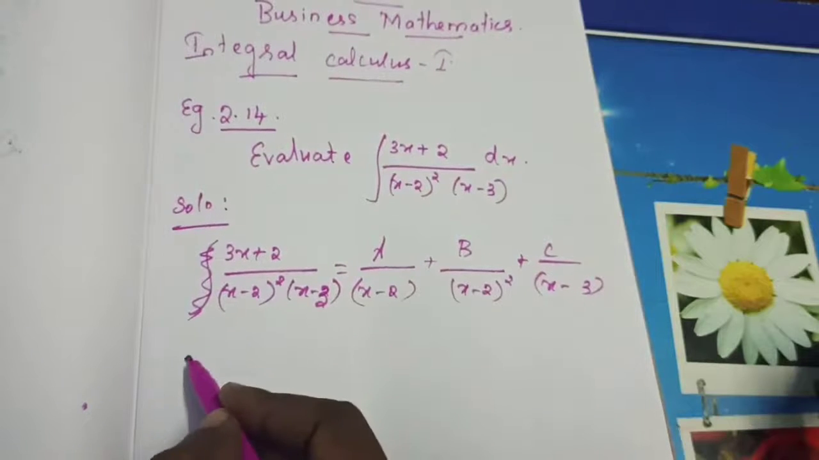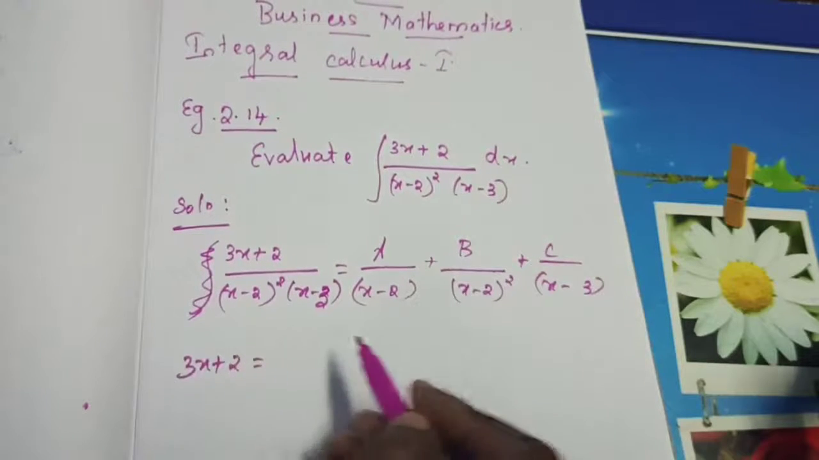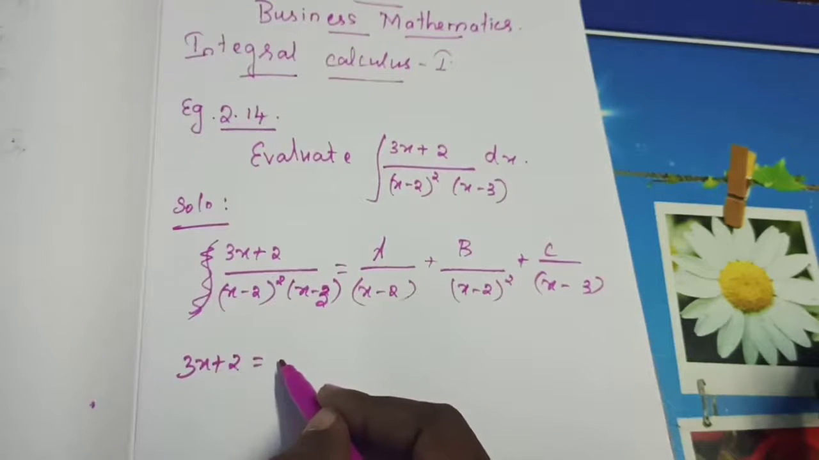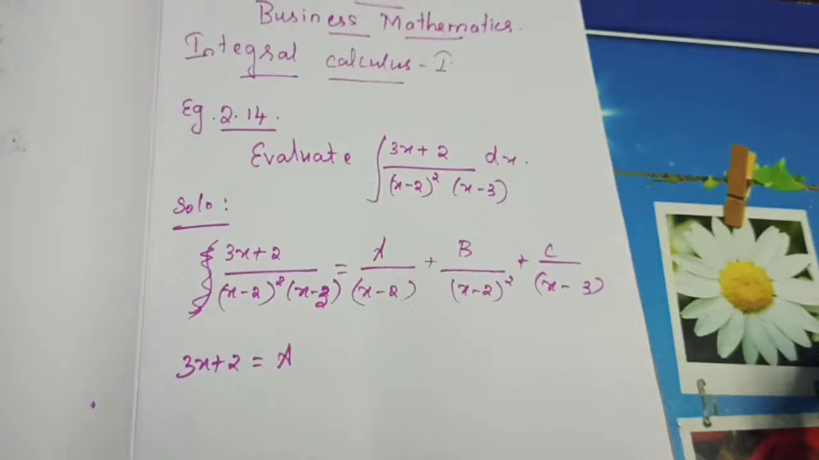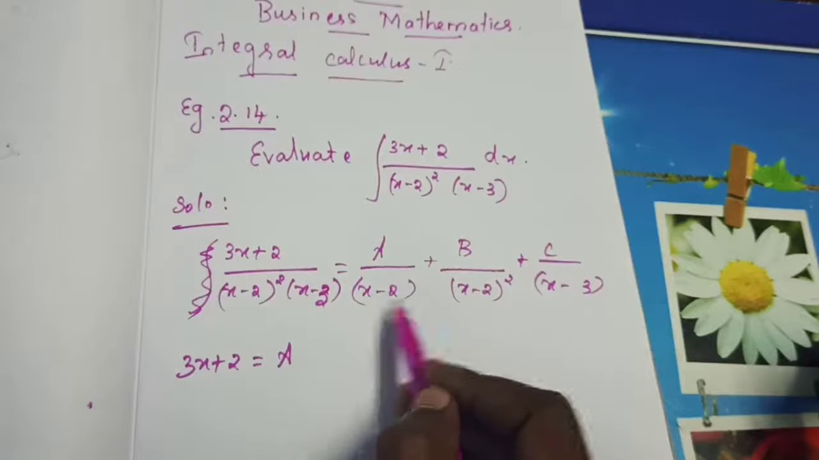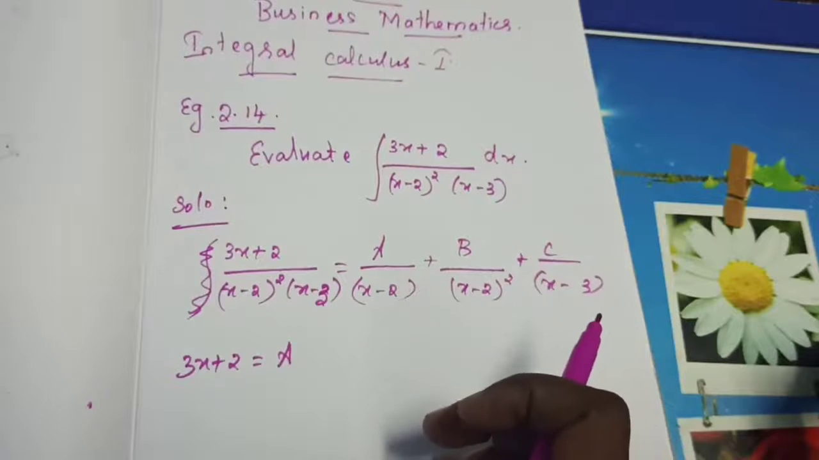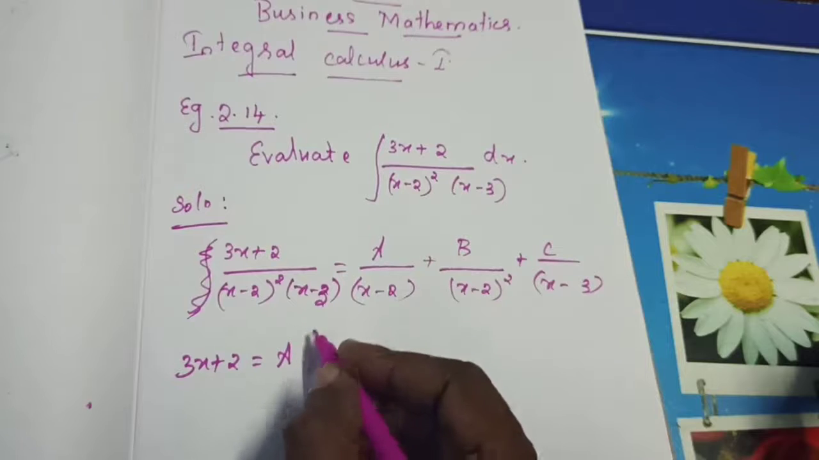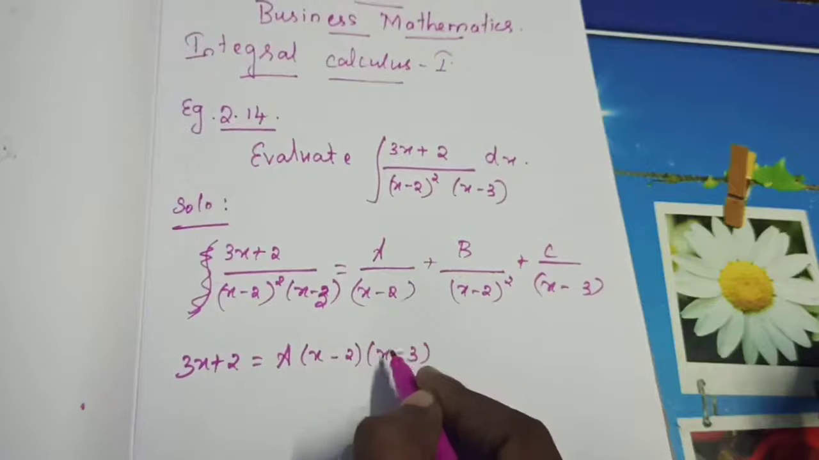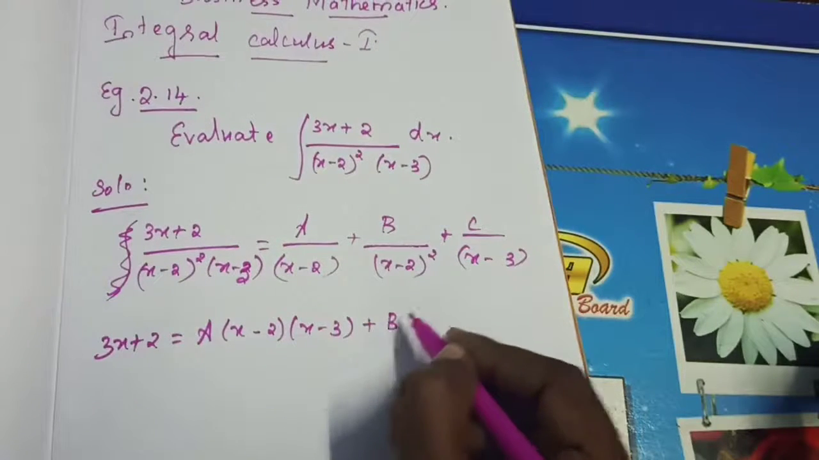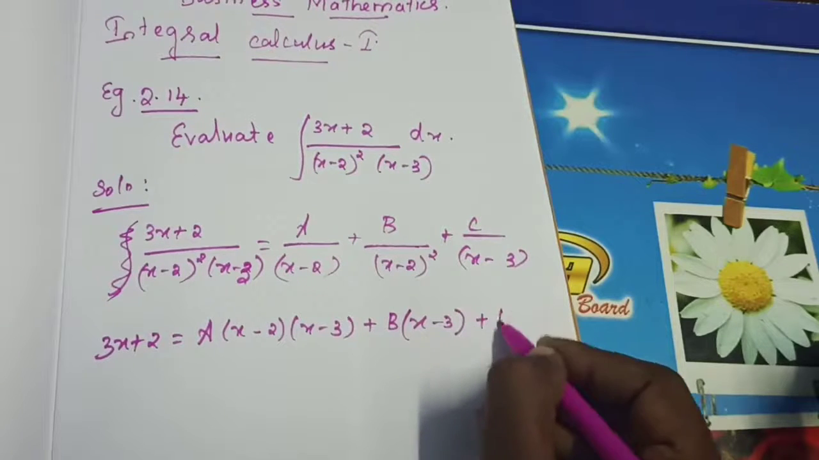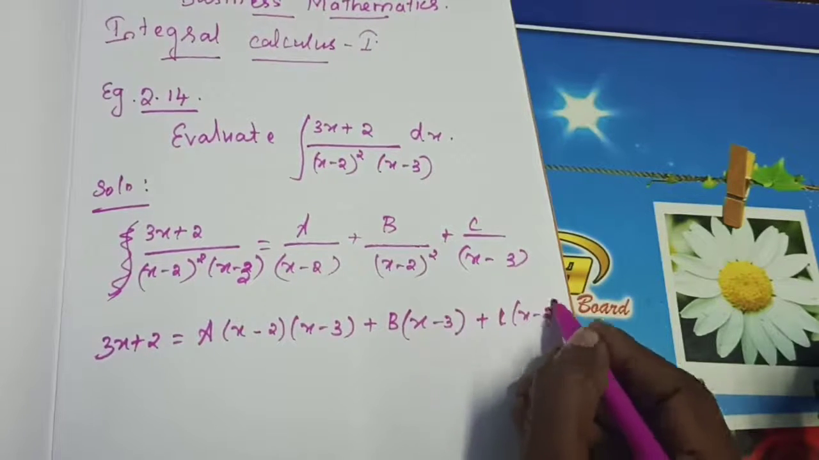Now, 3x plus 2 is equal to, we will take the LCM for everything. I am not going to write all the steps. A into (x minus 2) the whole square into (x minus 3) over the LCM: the (x minus 2) and (x minus 3) get cancelled, so you get the balance as A into (x minus 2) into (x minus 3). The next one, B into this term: it will cancel, so (x minus 3) alone remains. Then plus C into (x minus 2) the whole square.